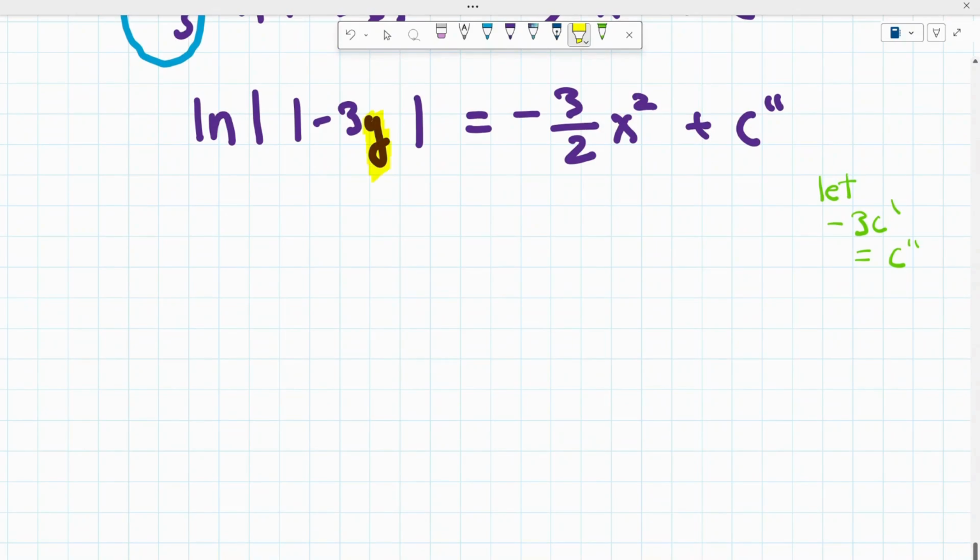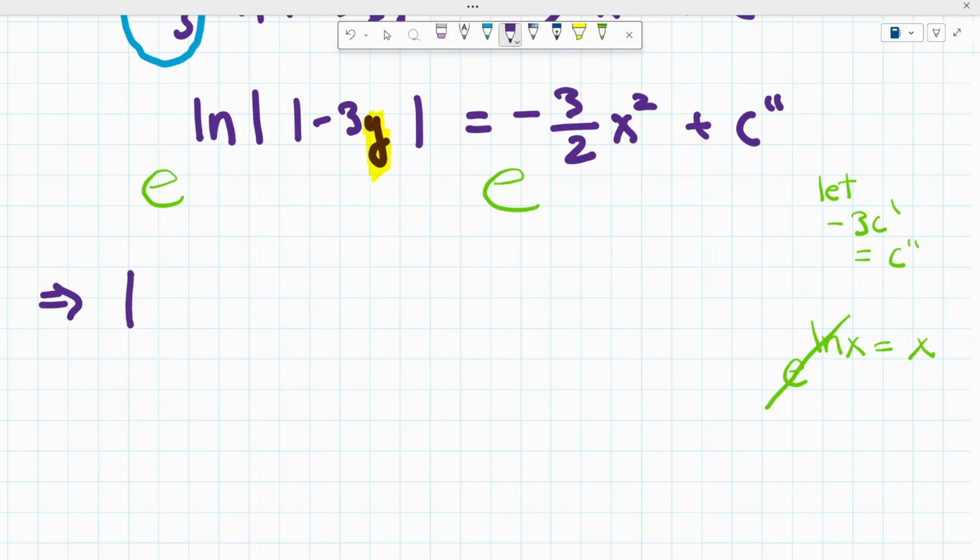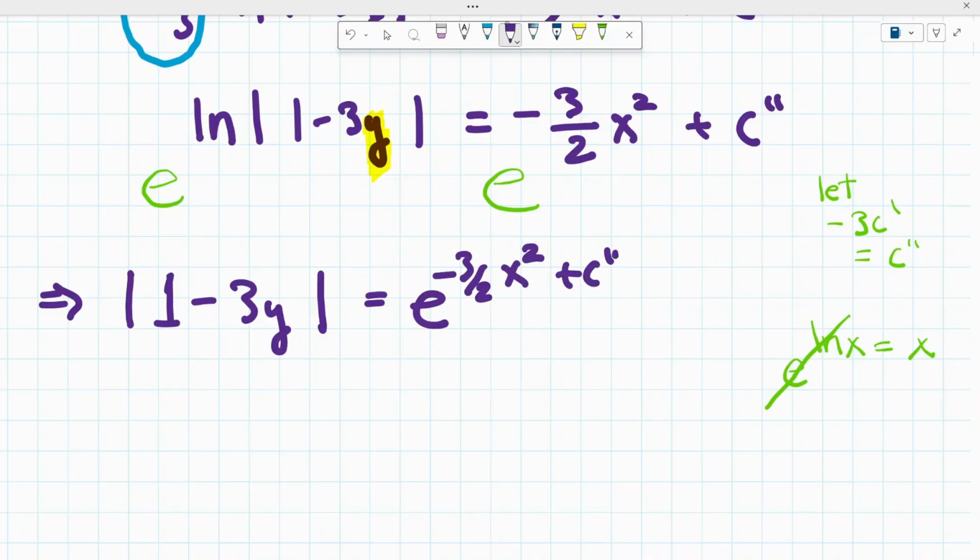Okay, next thing we have to do is free our y value from the brackets of ln. What we do here is bring everything into the exponent using e, because remember, before I said that e to the ln x equals x. So we want to bring in that e so that the ln basically disappears. What we end up with is the absolute value of 1 minus 3y equals e to the negative 3 over 2 x squared plus c double prime.